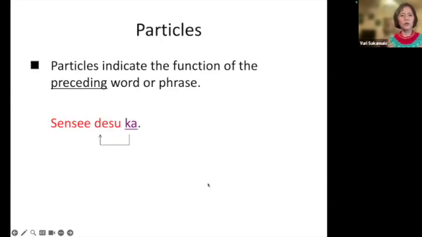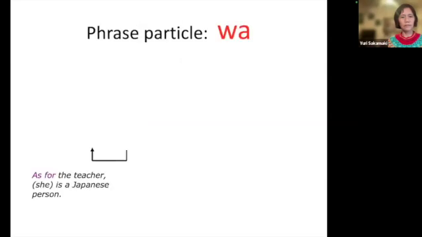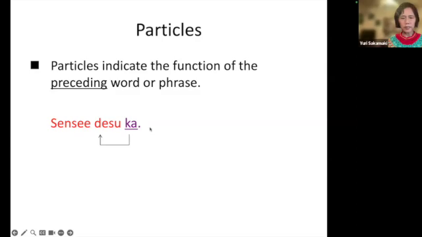Okay, let's talk about particles. So particles indicate the function of the preceding word or phrase. So sensei desu ka? Then this ka affects the parts that's before, not after. So sensei desu, it's a teacher. Sensei desu ka? Maybe are they teachers? And ka was a sentence particle because it comes after a statement.